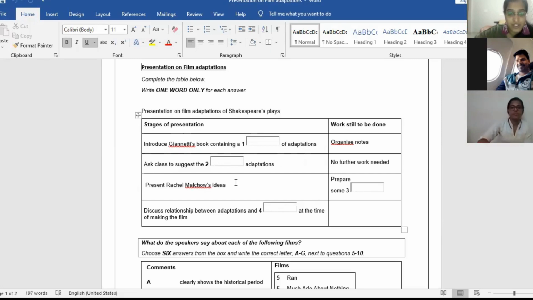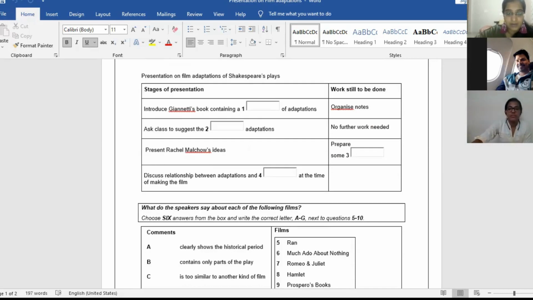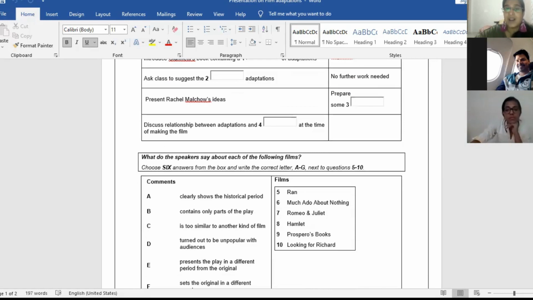Present Rachel Malchow's idea. So what is the work that needs to be done? You have to fill in, prepare some dash. And then stages of presentation, you have to discuss the relationship between adaptation and dash at the time of making the film. Okay, and this is only at the time of making the film. So you need to discuss the relationship between adaptations and something.